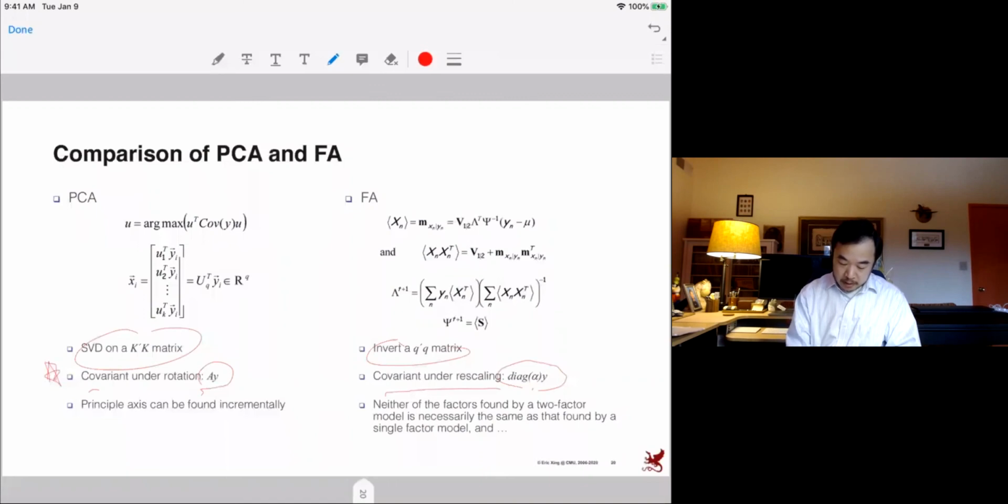Okay, and in PCA, well, there are also techniques to find principal components incrementally one by one, but typically you need to find all of them. And in FA, you can just predetermine the number of latent factors you want to find, and here you have to find them all. It's not an incremental algorithm in terms of the principal components, but that full algorithm is only relying on a low dimensional matrix inversion.